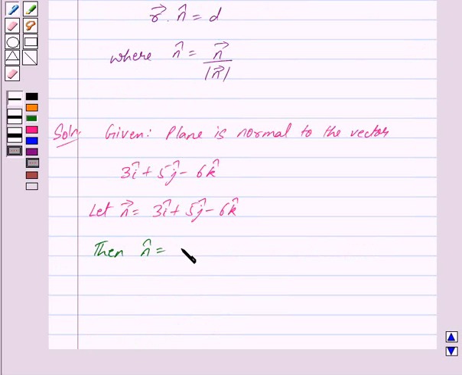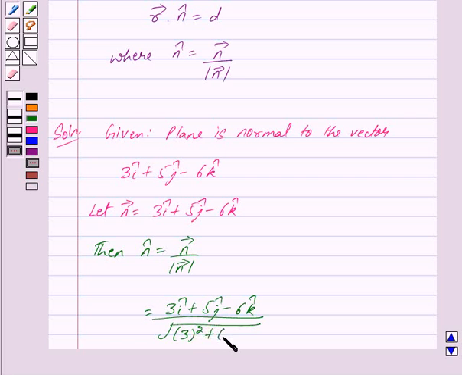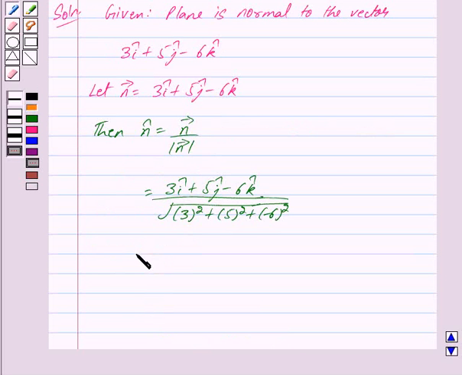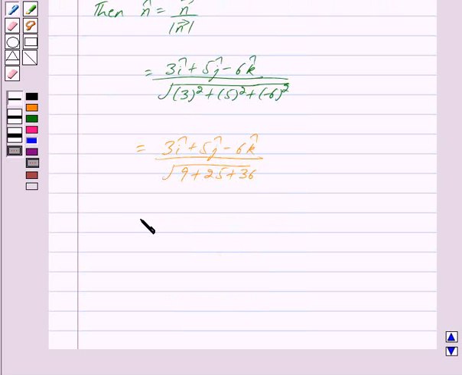n cap, which is equal to vector n upon magnitude of vector n, is equal to 3i cap plus 5j cap minus 6k cap upon magnitude of vector n, which is given by under root of 3 square plus 5 square plus minus 6 whole square. This is equal to 3i cap plus 5j cap minus 6k cap upon under root of 3 square is 9 plus 5 square is 25 plus minus 6 whole square is 36. And this is equal to 3i cap plus 5j cap minus 6k cap upon under root of 70.